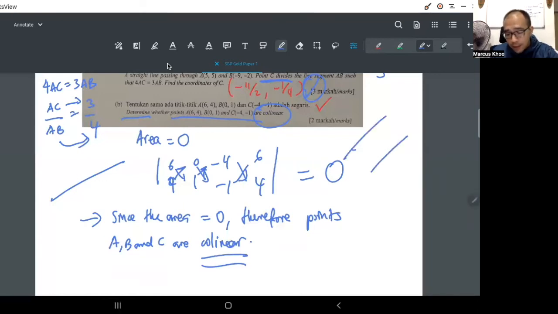Like these are parallel lines. But are they collinear? No, they're not. They are just parallel. So yeah, I would advise against using gradient.